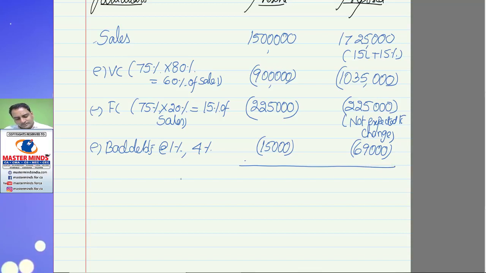No collection expenses. This is profit before tax. Since we don't have tax information, this is PAT. So 15 lakhs minus 11,25,000 minus 15,000, 3,60,000. 17,25,000 minus 10,35,000 minus 2,25,000, 3,96,000.